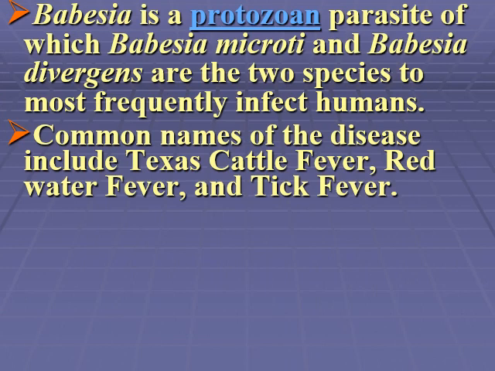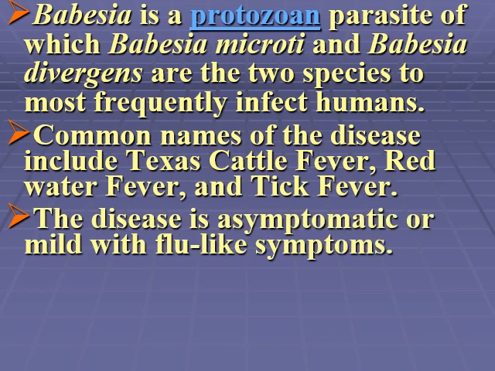Babesia is a protozoan parasite of which Babesia microti and Babesia divergens are the two species to most frequently infect humans. إذن هذول التو species هم اللي more frequent يصيبون الهيومن. Common names for the disease include Texas cattle fever, red water fever, tick fever بالإضافة إلى البابيزيوسيس.